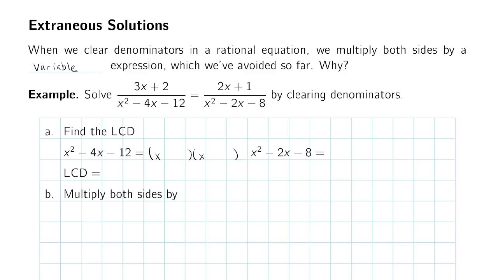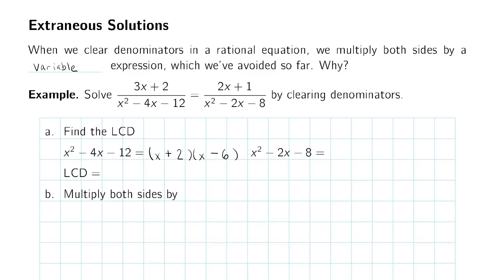I want two numbers that multiply to negative 12. That'll be a positive number and a negative number. I want them to add up to negative 4. So I think I have positive 2 and negative 6. Yeah, if I multiply that out, I get my original polynomial.